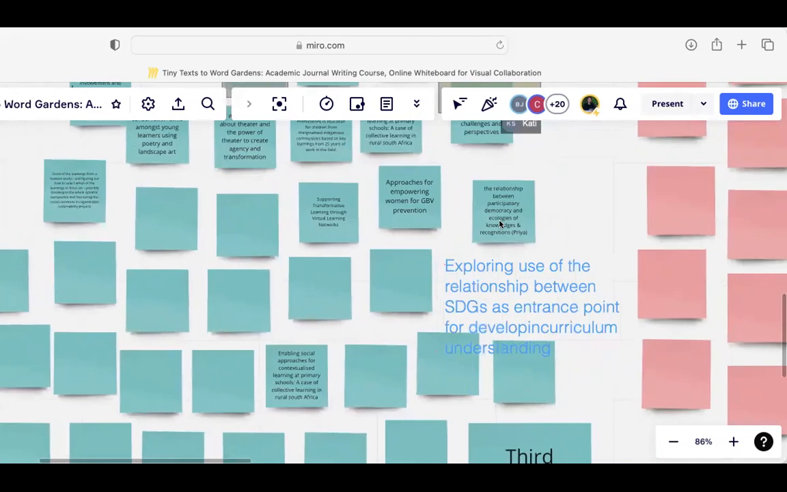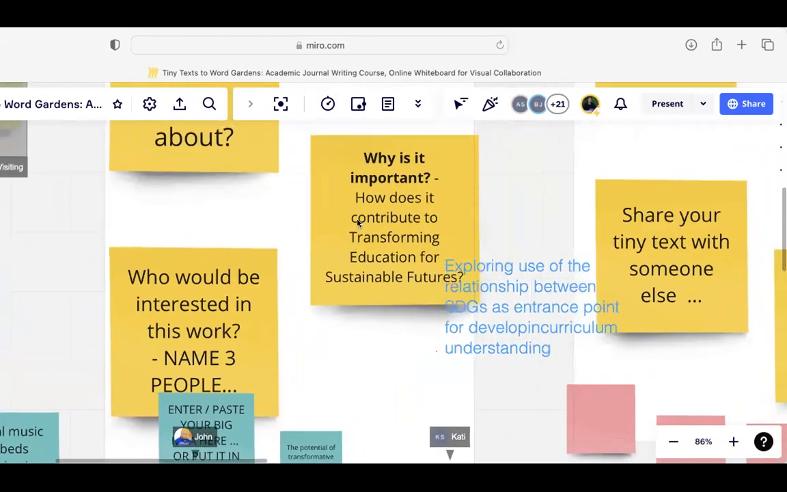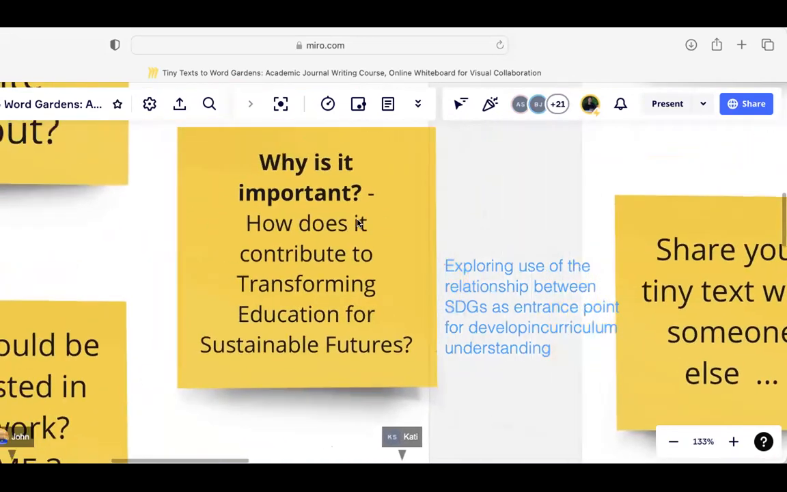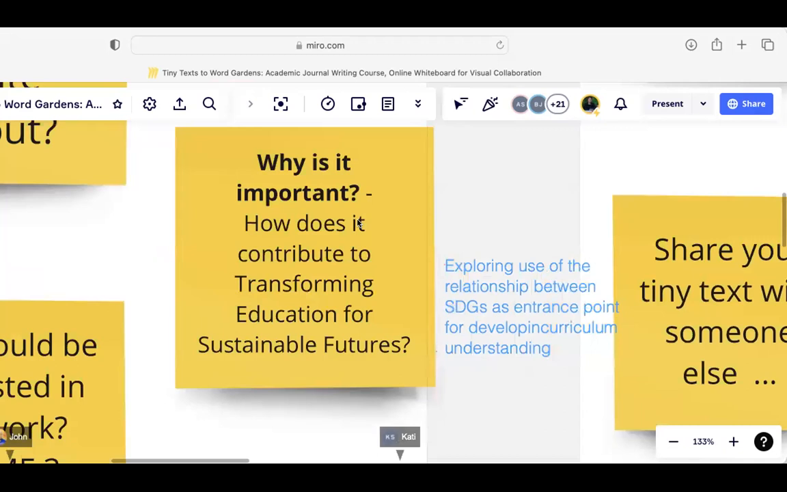If you're wanting to support transformative learning through virtual learning networks, why is it important and how does it contribute to transforming education for sustainable futures? So just work on this issue now. Why is it important? I'm just going slowly, giving you time to make the notes for yourself, because remember, you're going to be working on your paper as we work on this whole program. Give you a minute or two for that.